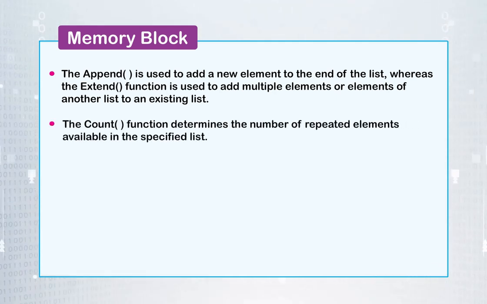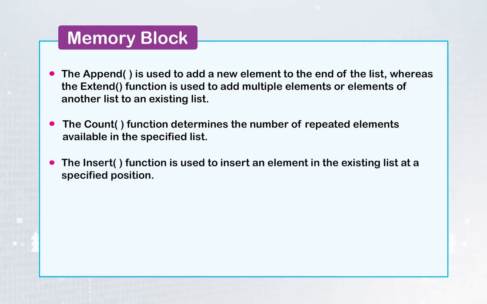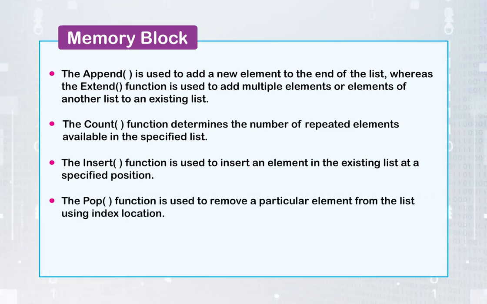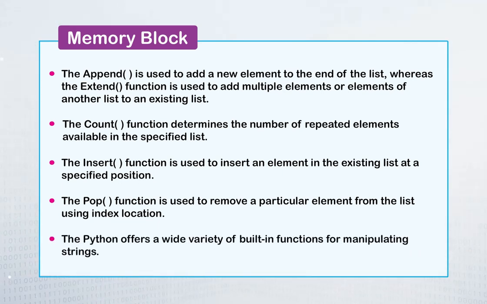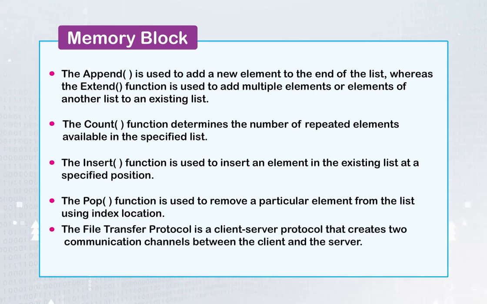The count function determines the number of repeated elements available in the specified list. The insert function is used to insert an element in the existing list at a specified position. The pop function is used to remove a particular element from the list using index location. Python offers a wide variety of built-in functions for manipulating strings.